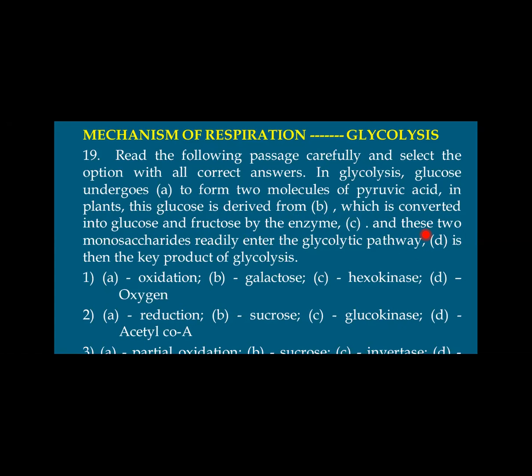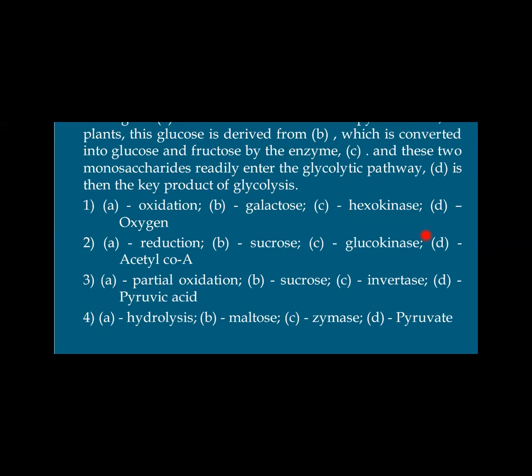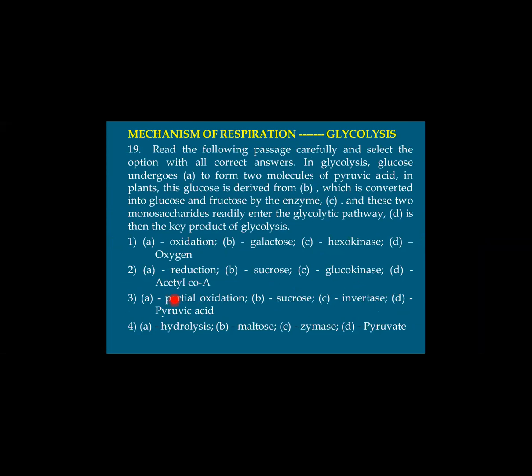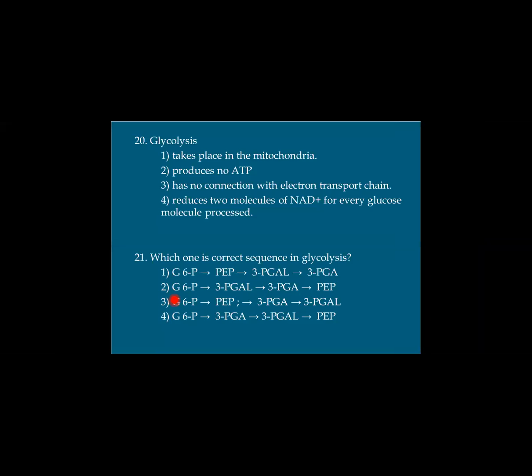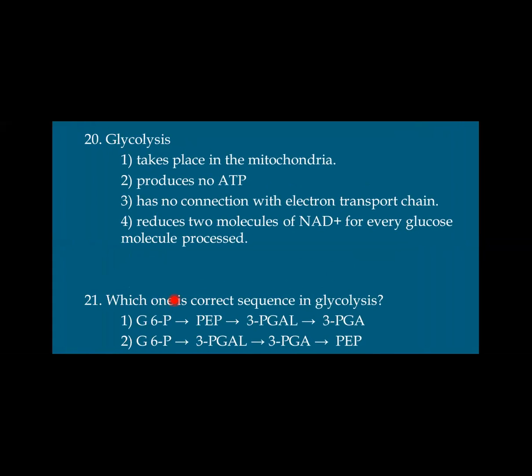So you have to just select the option here. I said A is partial oxidation. So is A oxidation wrong? Is A reduction wrong? Option 3: A is partial oxidation, B is sucrose, C is invertase, D is pyruvic acid. Option 3 is the answer. Okay, now quickly let me come to question number 20.